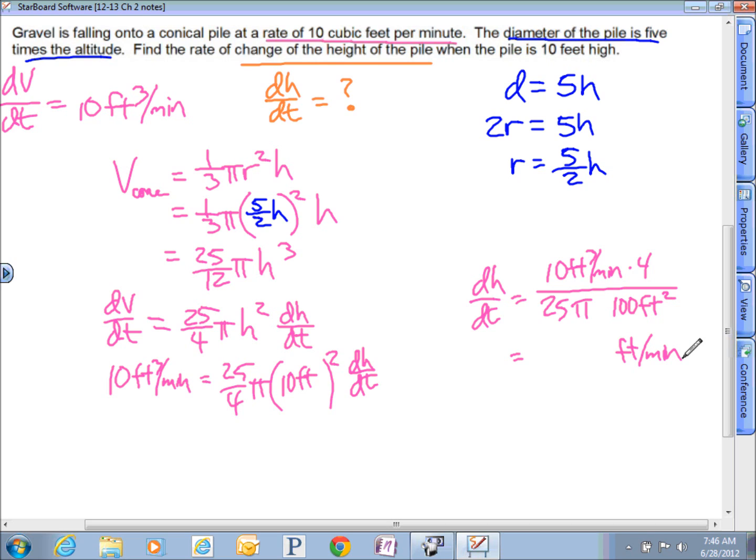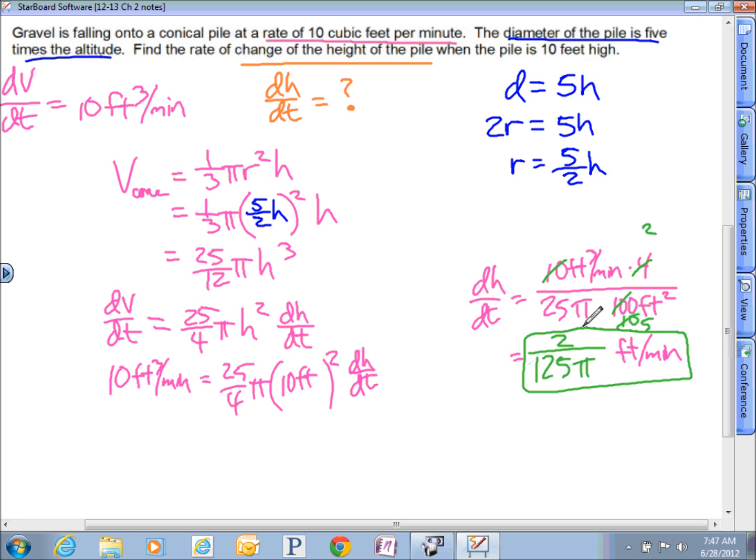Do a little canceling. 10 and 100 would cancel to be a 1 and a 10. 4 and 10 would be a 2 and a 5. So how about 2 over 25 times 5 would be 125, 25 times 5, so 2 over 125 pi feet per minute. So interesting. That's pretty small. We can make a decimal out of it. You see what we come up with. There's nothing wrong with doing that. Just make sure your answer is accurate to 3 decimal places.